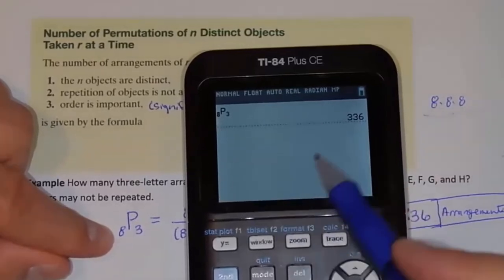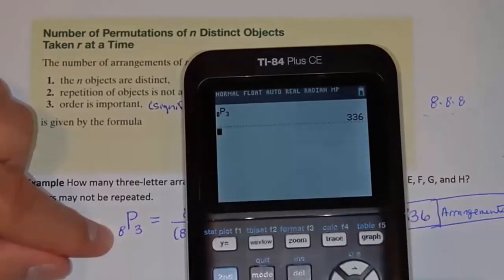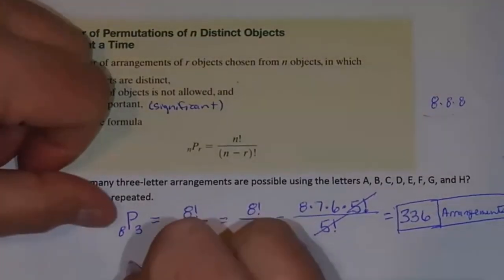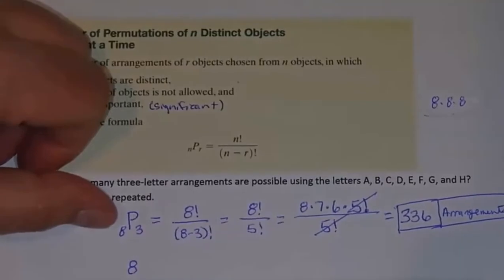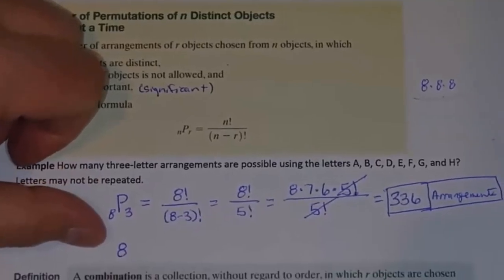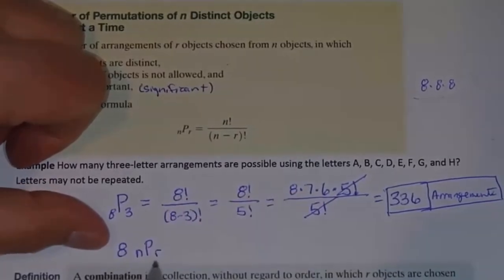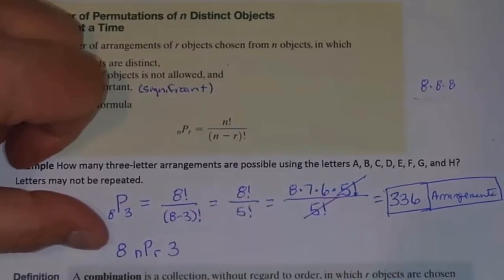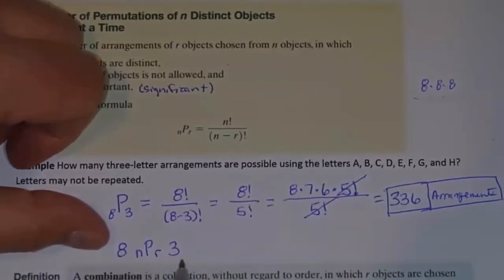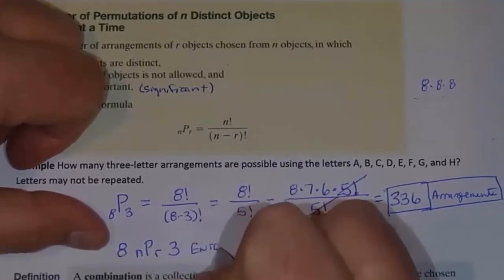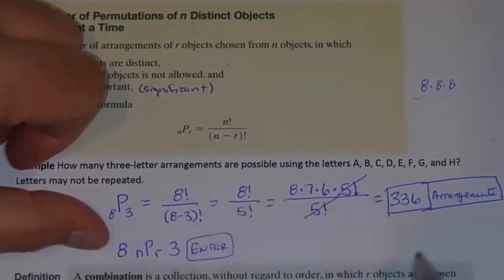If you have a newer calculator like mine, it's going to work just exactly like mine. If you have an older calculator, it's going to look like this. You're going to type the 8, and then you're going to go get that nPr command. But when you choose the nPr command, it's literally going to put nPr on your screen behind the 8, and then you put the 3 behind that. So 8 nPr 3, and when you hit enter, you're going to get the 336.